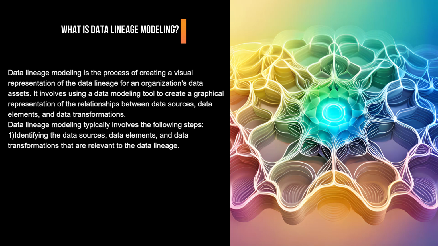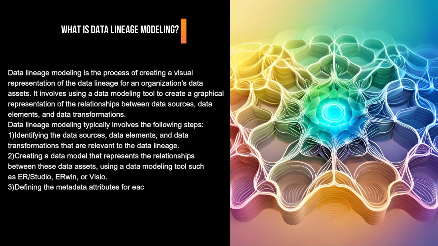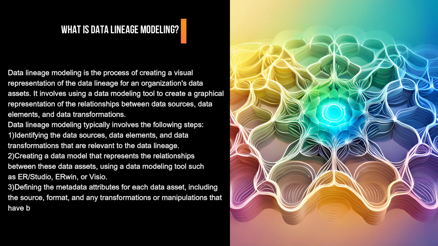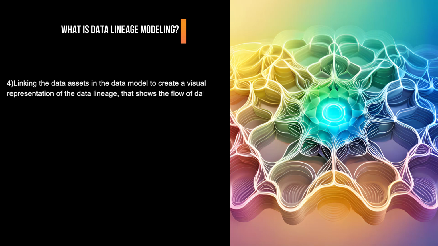1. Identifying the data sources, data elements, and data transformations that are relevant to the data lineage. 2. Creating a data model that represents the relationships between these data assets, using a data modeling tool such as ER/Studio, Erwin, or Visio. 3. Defining the metadata attributes for each data asset, including the source, format, and any transformations or manipulations that have been applied to it. 4. Linking the data assets in the data model to create a visual representation of the data lineage that shows the flow of data from source to destination.